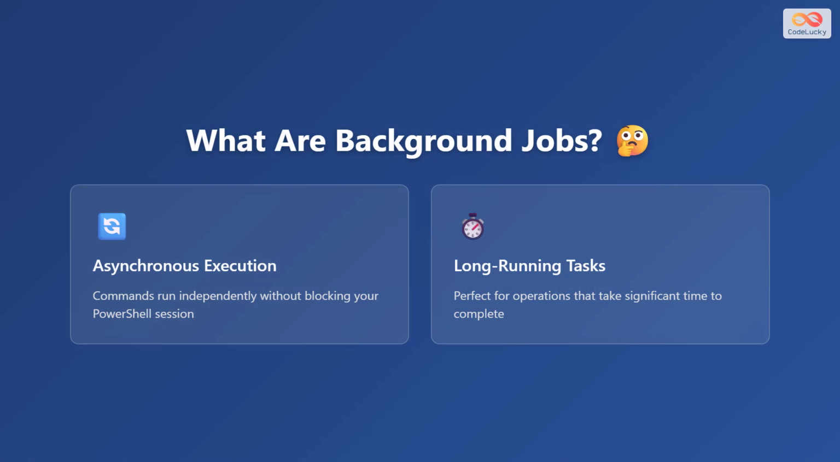Background jobs in PowerShell enable asynchronous execution, which means commands run independently without blocking your current PowerShell session. Instead of waiting for a command to finish before you can type the next one, background jobs let you start a task and immediately continue with other work. This is particularly valuable for long-running tasks such as processing large datasets, querying remote systems, or performing maintenance operations that might take minutes or even hours to complete. Think of it like starting a download in the background while you continue browsing the web.